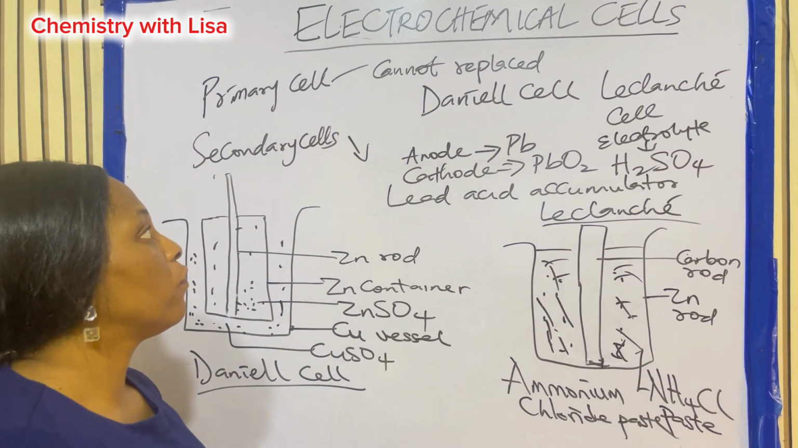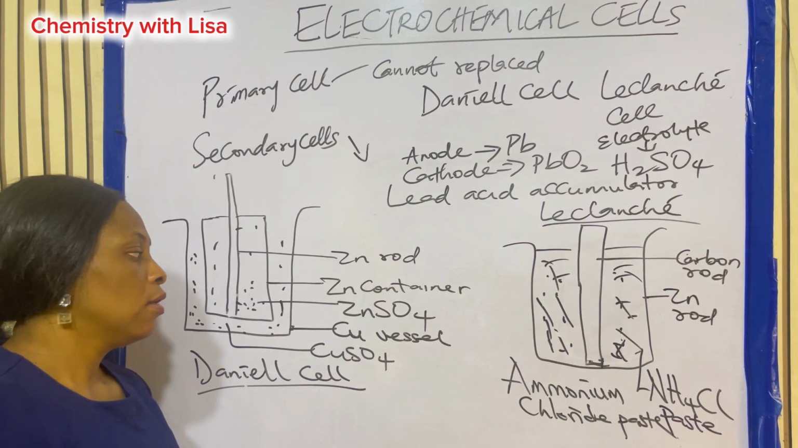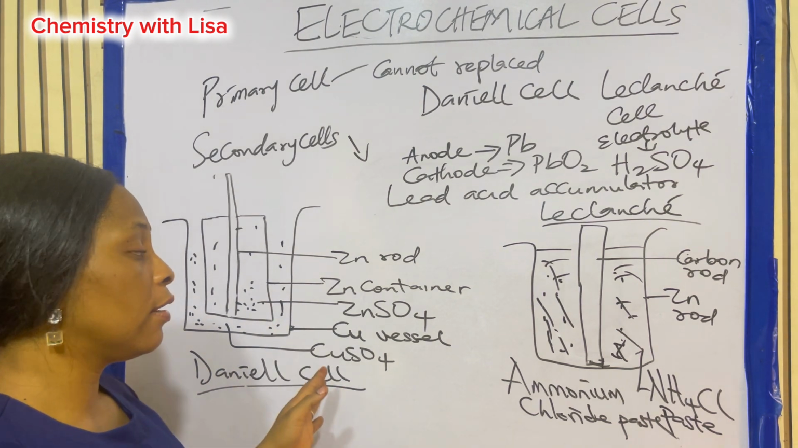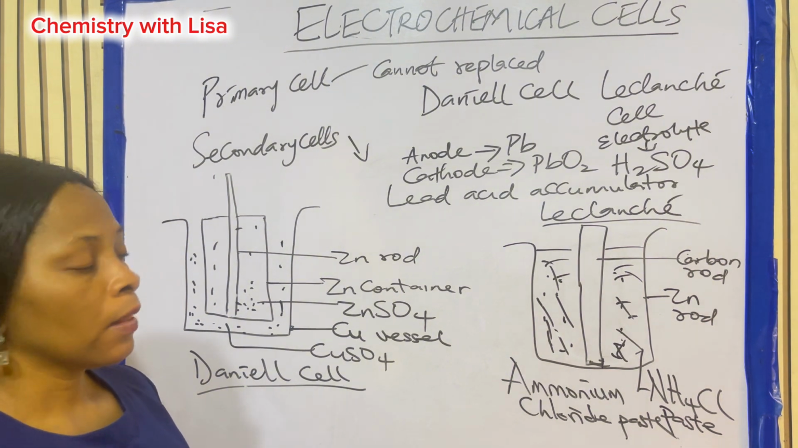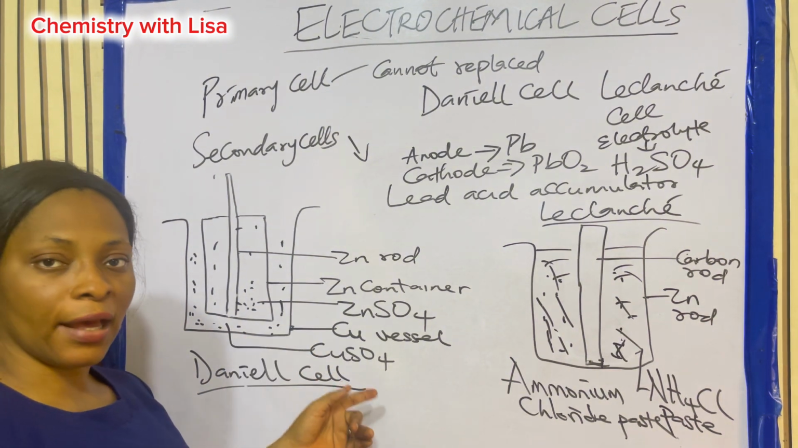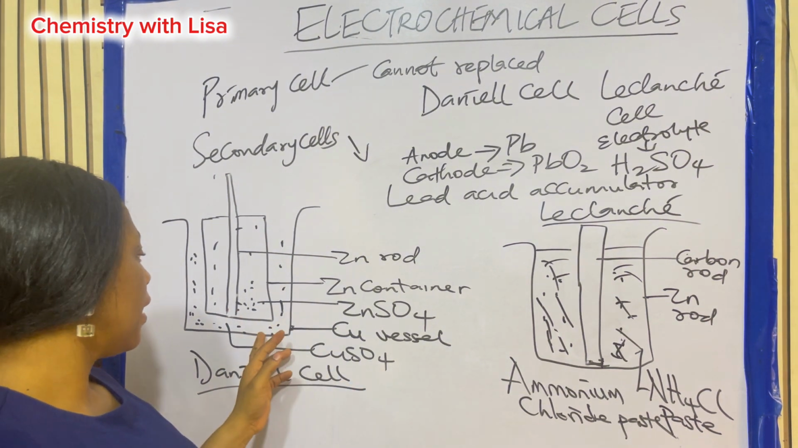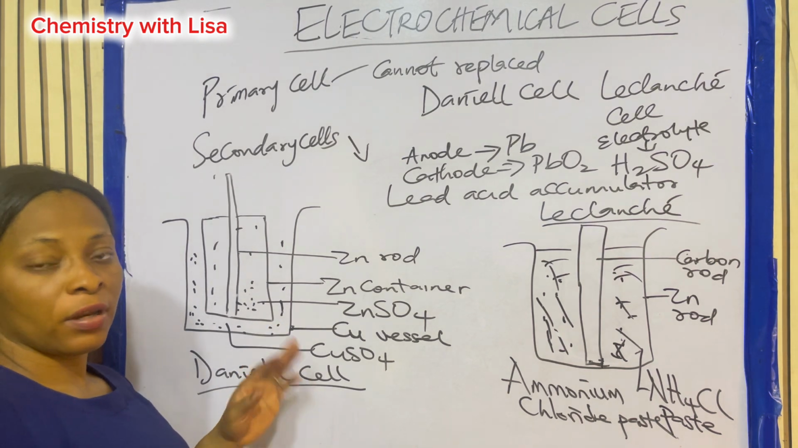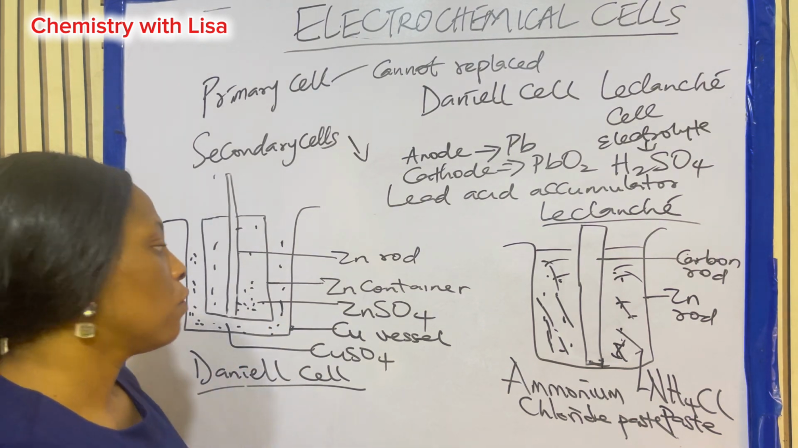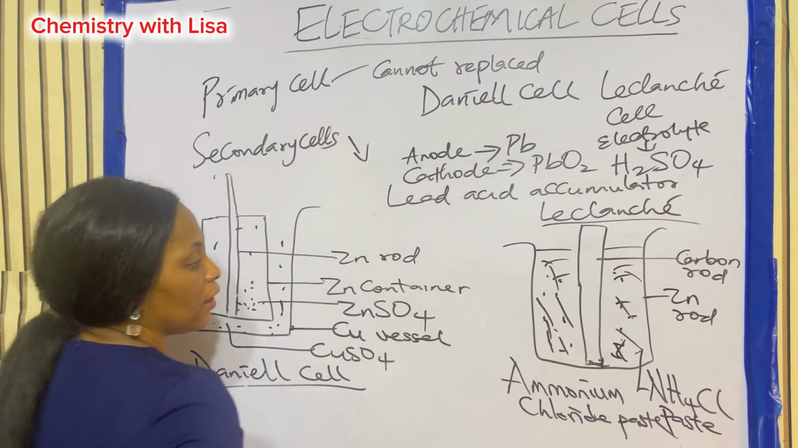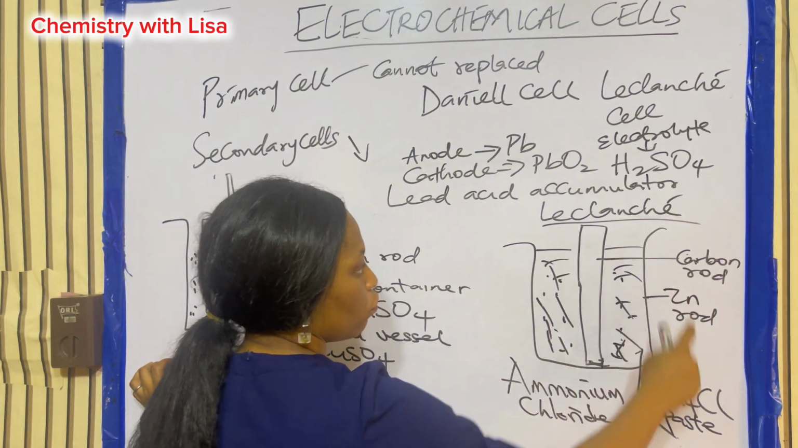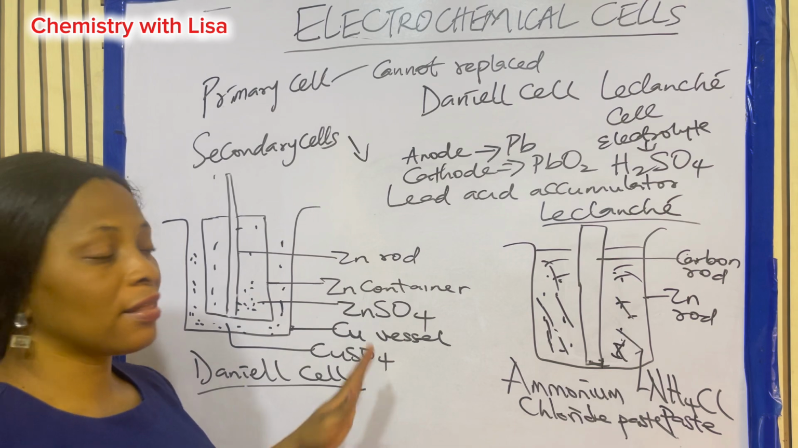So please take note of these electrochemical cells. Take note of the electrodes present. Take note of the electrolytes as well. Like here, what will be the anode? The anode is usually the most positive. So the anode here will be zinc, while the cathode will be copper. So please take note of this.